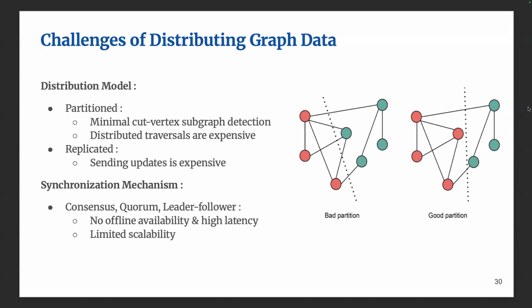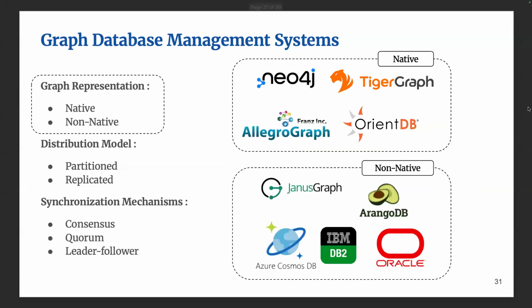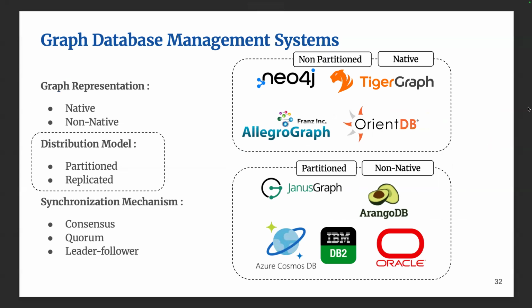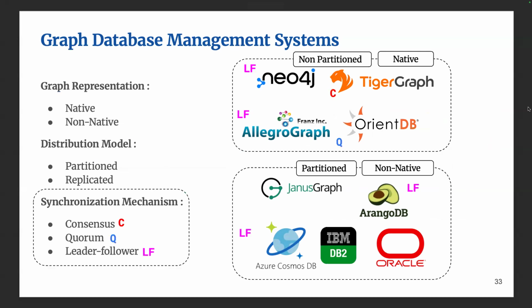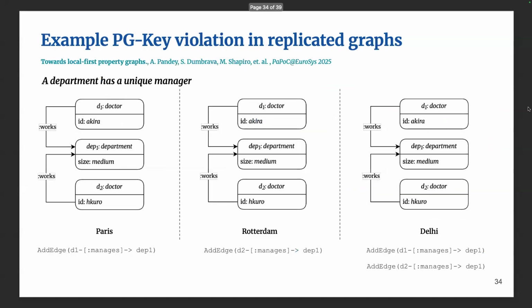So all replicas have to agree, or most of them have to agree, or we have a leader-follower approach where one replica takes the updates and the other ones replicate it. So in the literature, we have native, non-native systems. Some are partitioned, some are replicated. Some utilize consensus, quorum, leader-follower. The ecosystem is very complex.